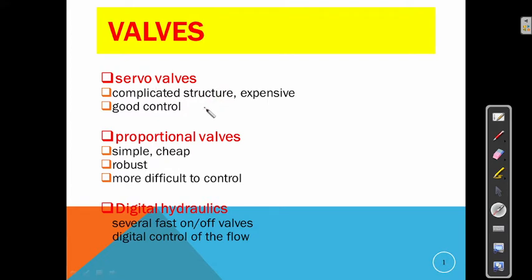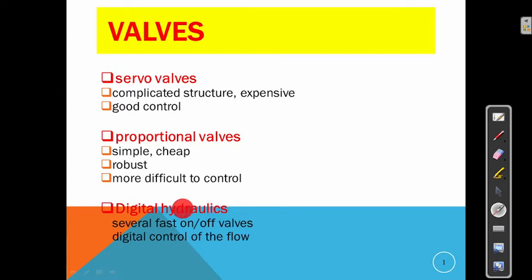Servo valves are complicated in structure and also have more efficiency. But the main advantage here in the servo valve is good control. You can control easily. And the next one is the proportional valves. It is construction-wise simple as well as cheap and robust, but the main disadvantage is that the proportional valve is more difficult to control.